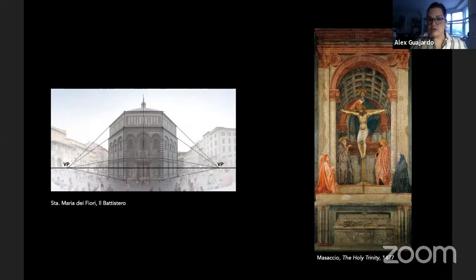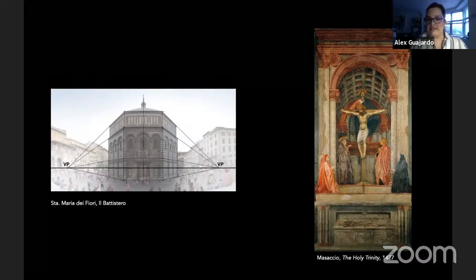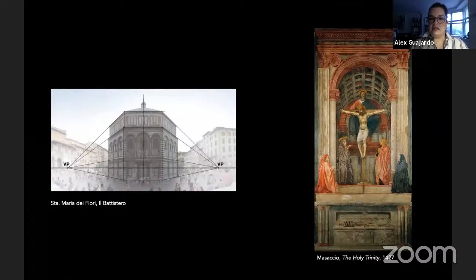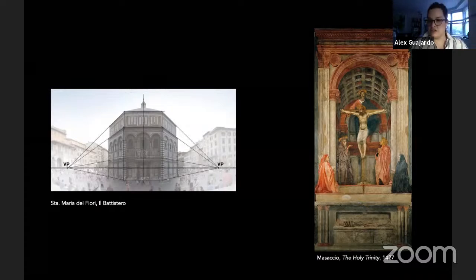So this is a tremendous breakthrough. Suddenly you find people using this everywhere, and figures have depth, they have shape, they're rounded. You can see shoulders, particularly in this piece by Masaccio, who later was really a master of linear perspective. You see in the space behind Jesus and behind the saints, it recedes off into the distance, and it feels like you could actually walk into that vault. So that's one of our first and most significant contributions to science and art.